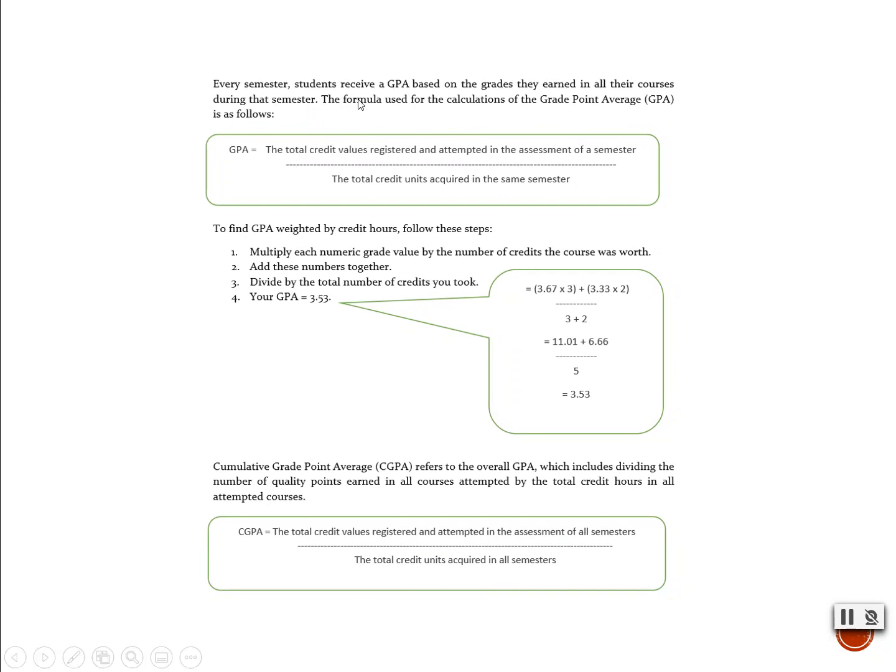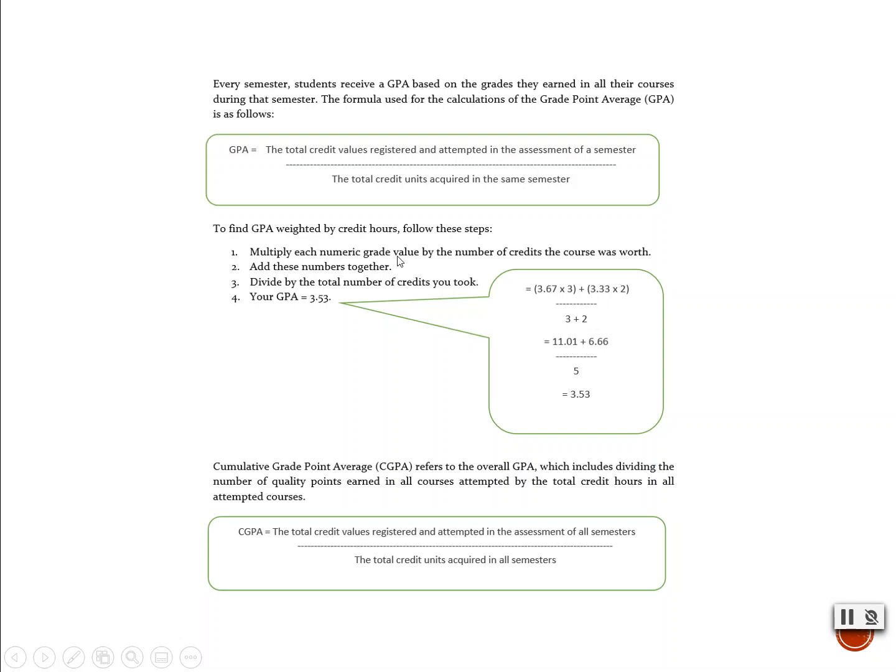Every semester students receive a GPA based on the grades they earn in all their courses during the semester. So for that semester, if we have 7 subjects, we need to calculate those 7 subjects. For part 1, we call it GPA. The formula used for the calculation of GPA is as follows. The total credit value registered and attempted in the assessment of a semester, and the total credit units acquired in the same semester. To find GPA weighted by credit hours, follow this step.